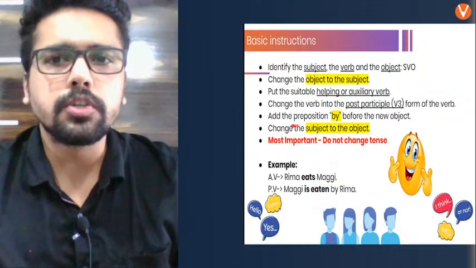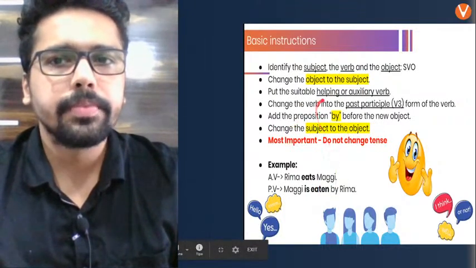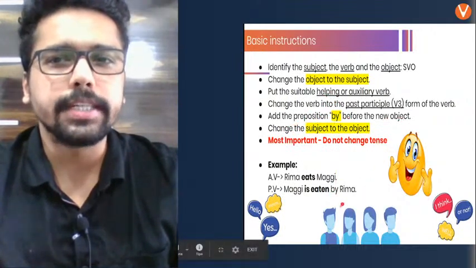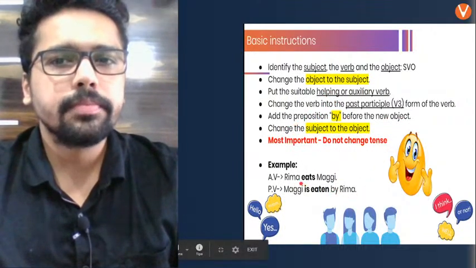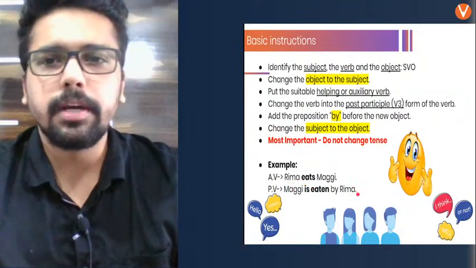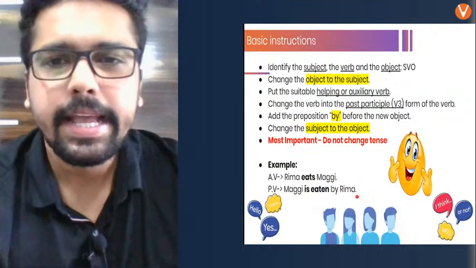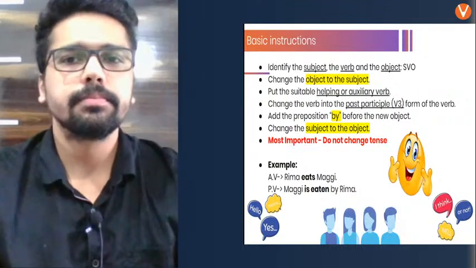Then we use a preposition. Most of the times it is by. Add the preposition by before the new object. So Rima is the object here. What was the subject in the active voice has become the object. You see, these are the steps we follow. All right. I hope this is crystal clear.